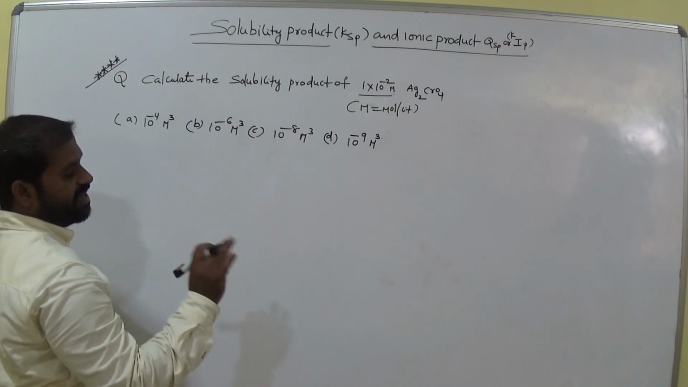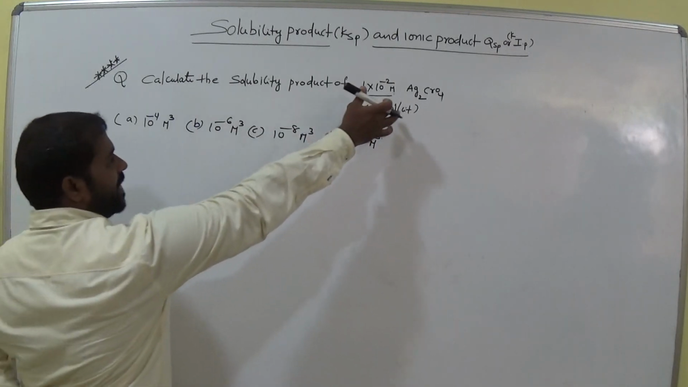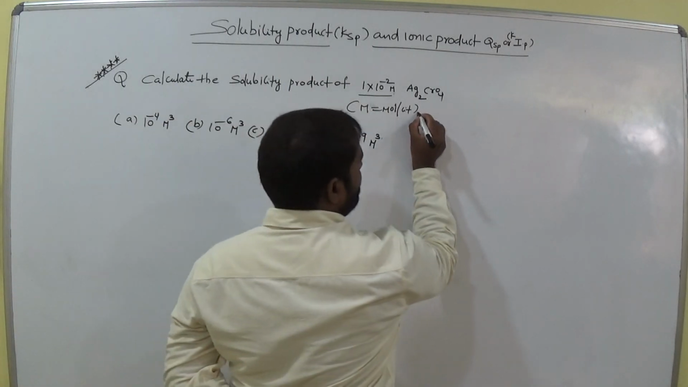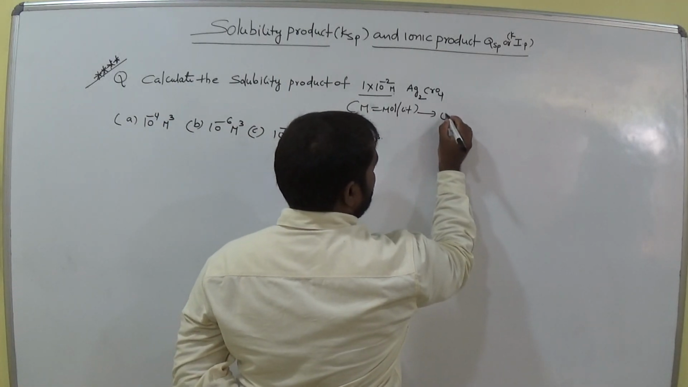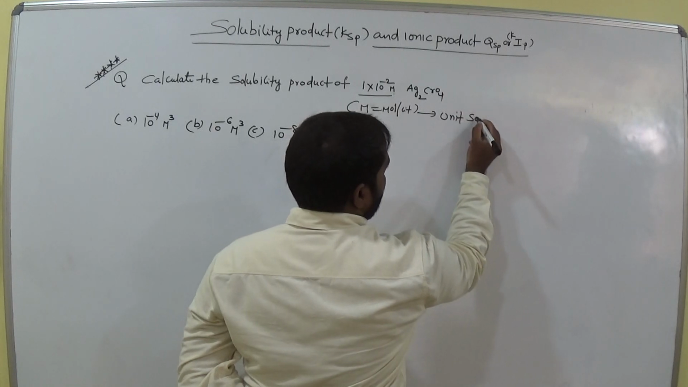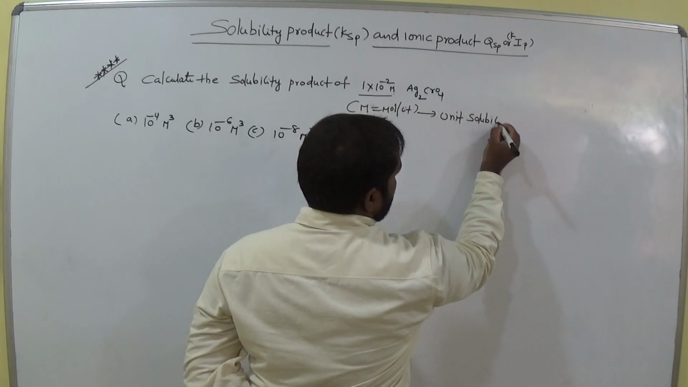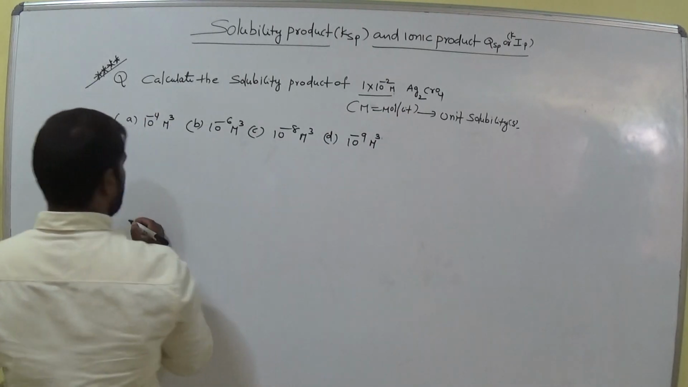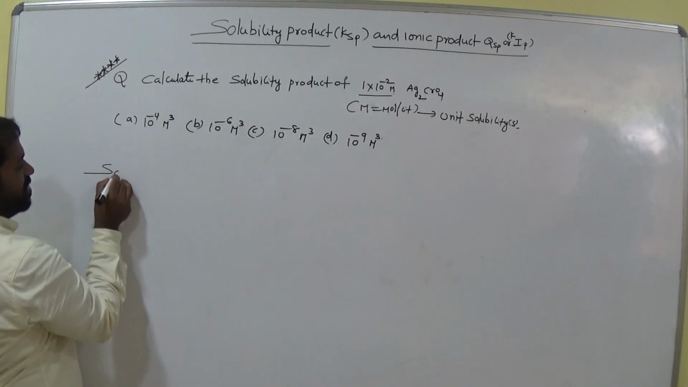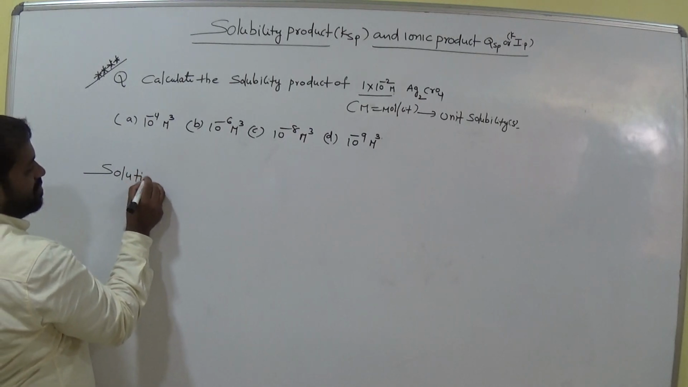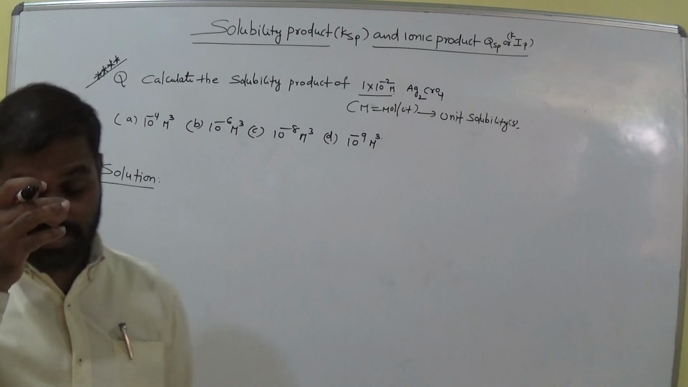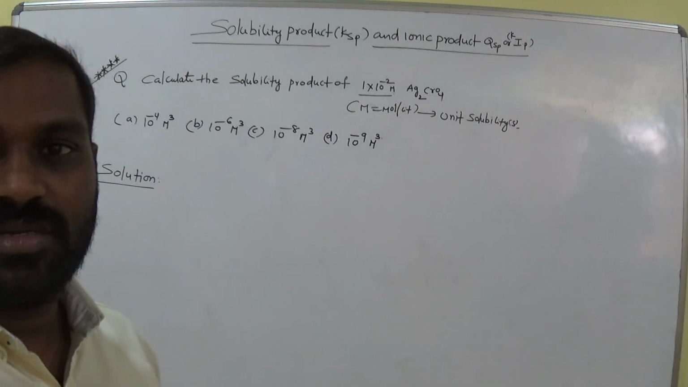Okay, that means given solubility, m means mole per liter. Mole per liter is the unit for solubility, am I right? Mole per liter is the unit for solubility. Remember this. So now go for the solution. Here the solution, is it clear to all of you?